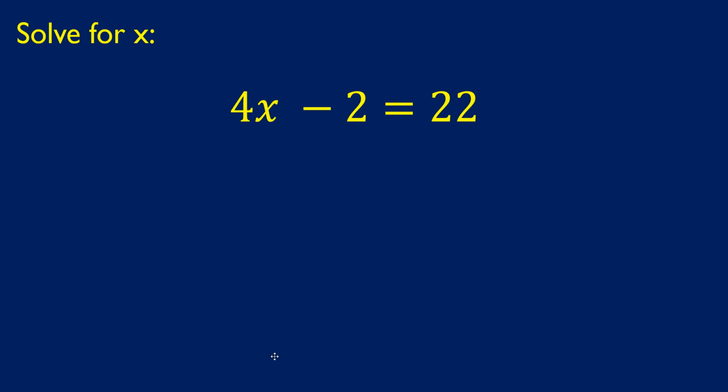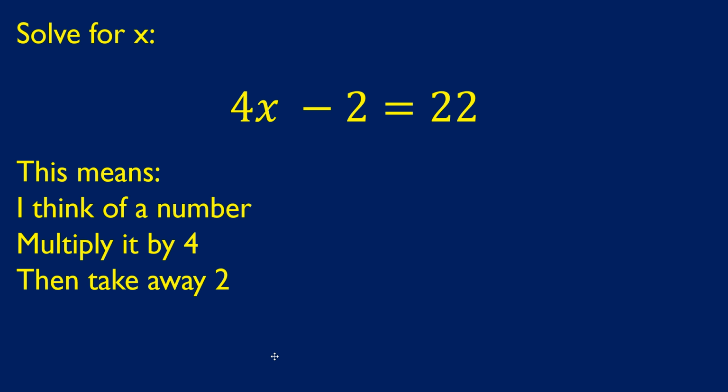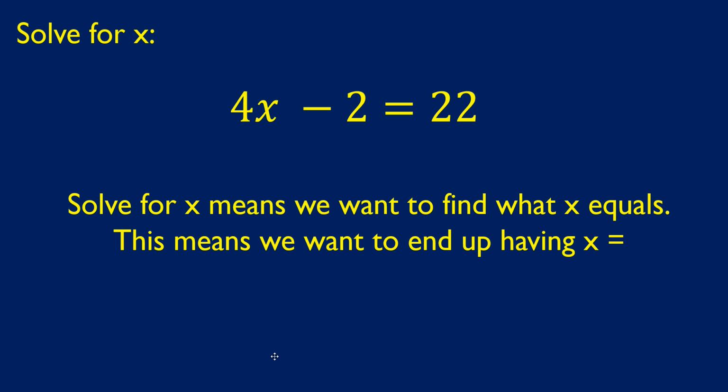Now what that actually means, let's put that into English. Let's say I think of a number, multiply it by 4, so I have x because I don't know what the number is. I multiply it by 4, that's 4x, take away the 2, 4x minus 2, and the answer is 22. That means it equals 22. So how do we solve this? Well, we need to work backwards, okay?